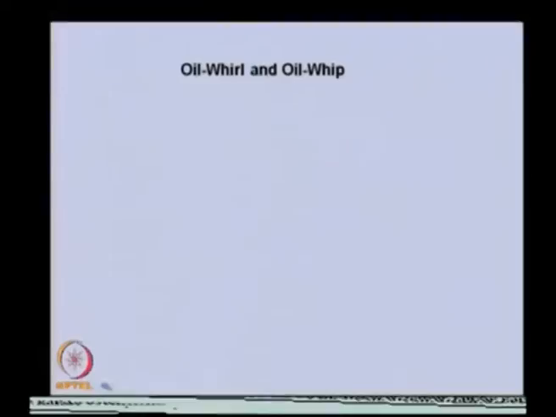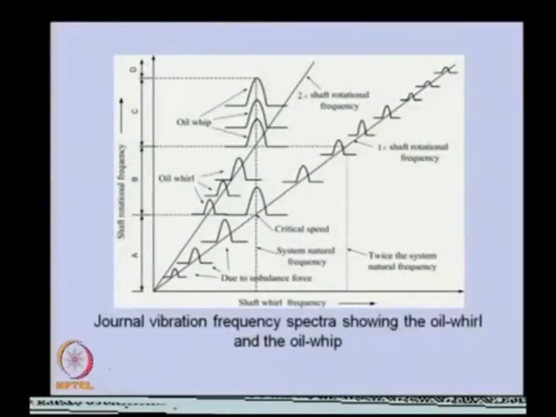Now, we will study two very important phenomena in the fluid film bearing, which take place because of instability. One is the oil whirl and another is the oil whip. They are somewhat related. So, let us see how they take place. In a Campbell diagram, I am showing this particular phenomenon.